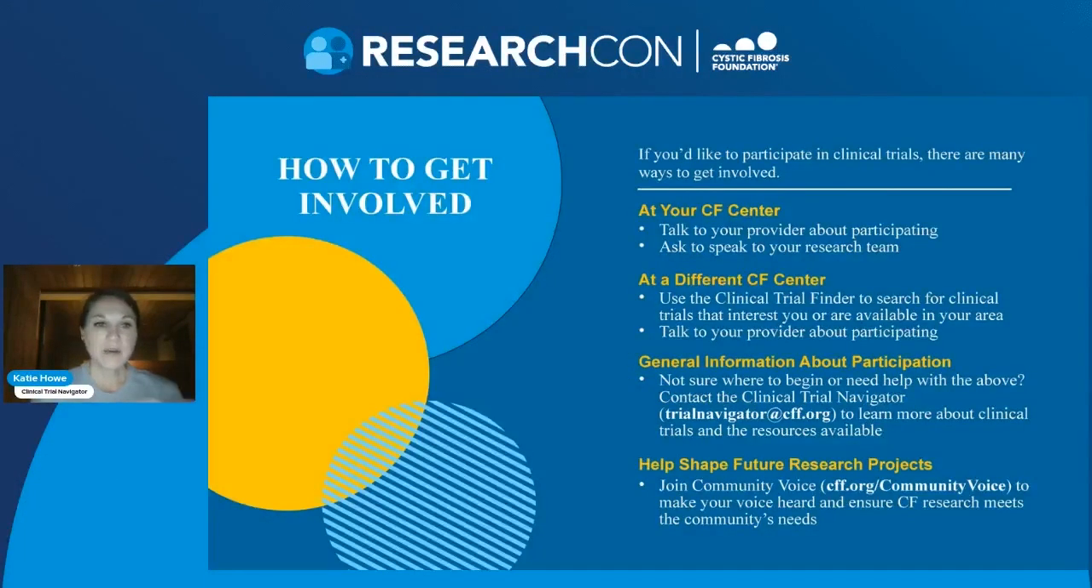So if you're asking, how do I get involved? Whether it be at your CF center, you can talk to your provider about participating. You can ask to speak to your research team if you've never spoken to them before. If it's at a different CF center, you can use the Clinical Trial Finder to search for trials that interest you or are available in your area, and talk to your provider about participating in those. I always recommend that if you find something that you're interested in, talk to your provider and your care team first. They are a wonderful resource, obviously, and they can direct you in the right path.